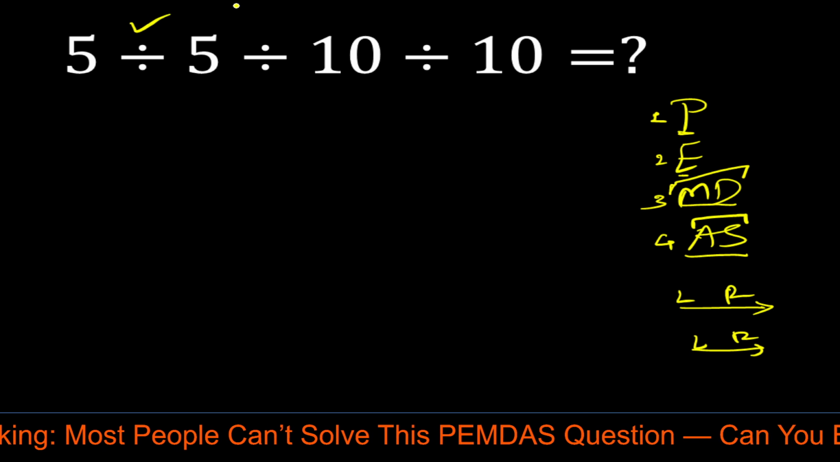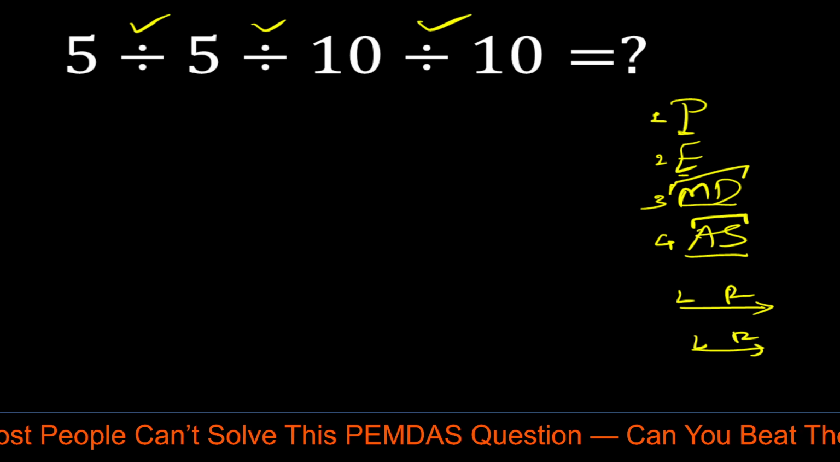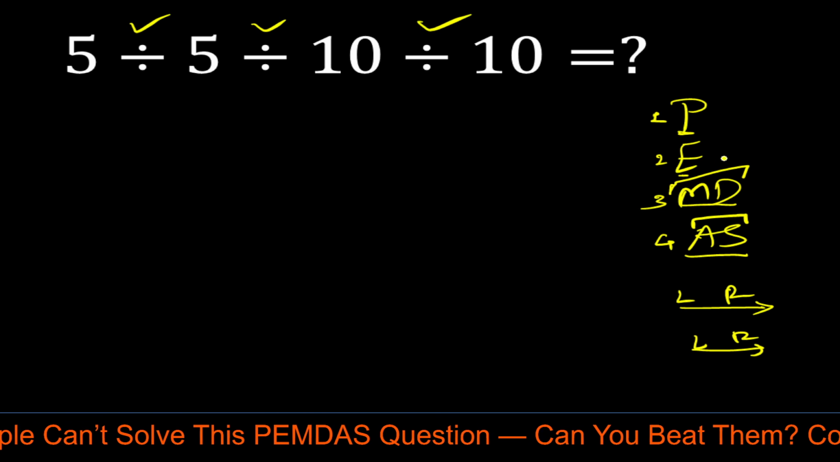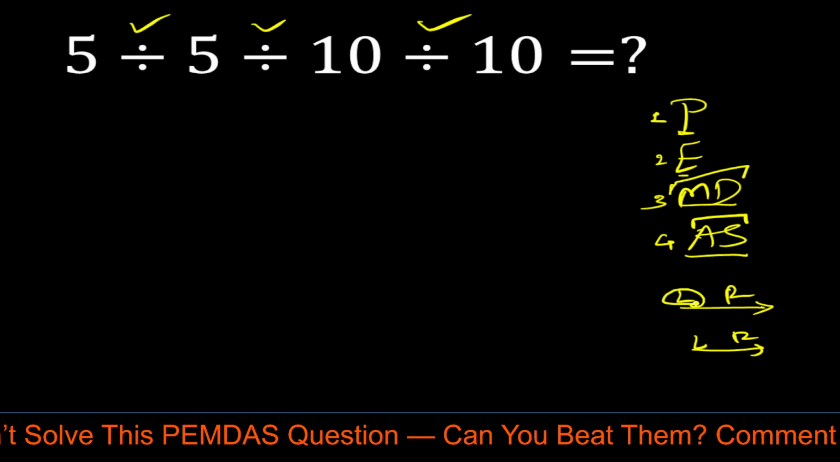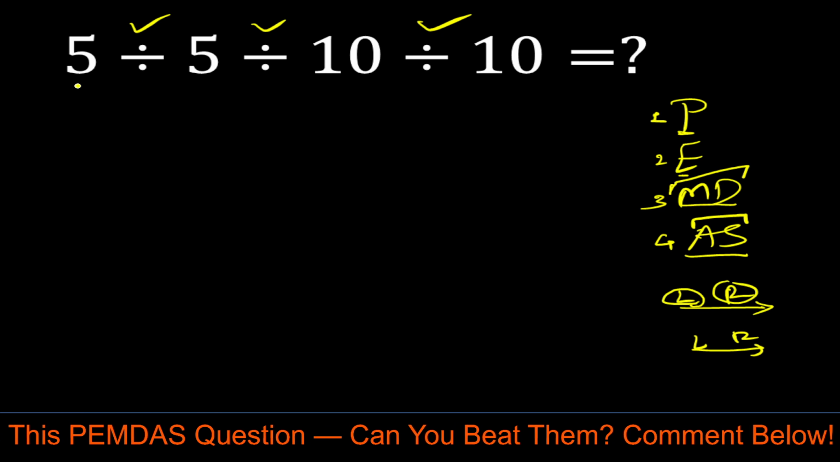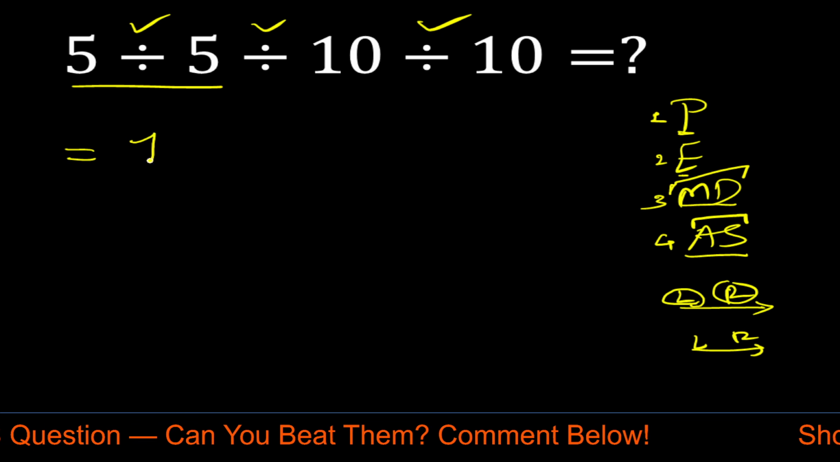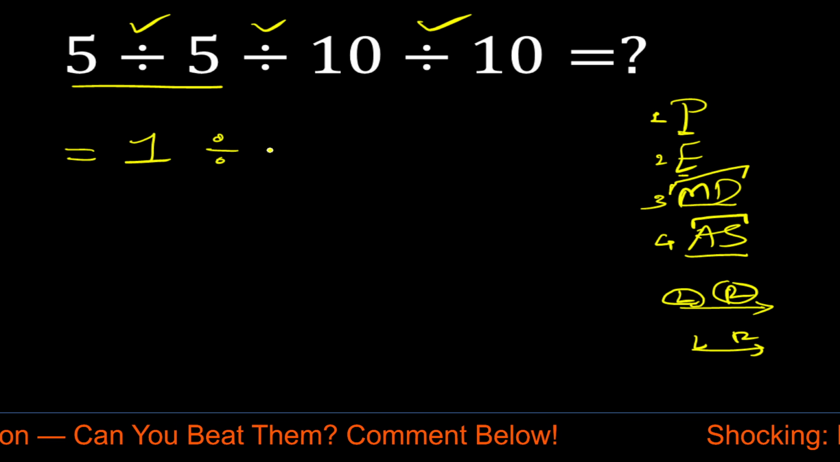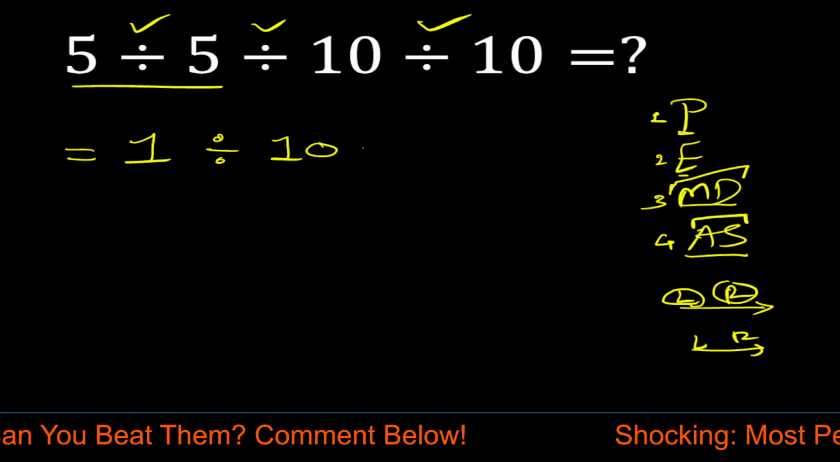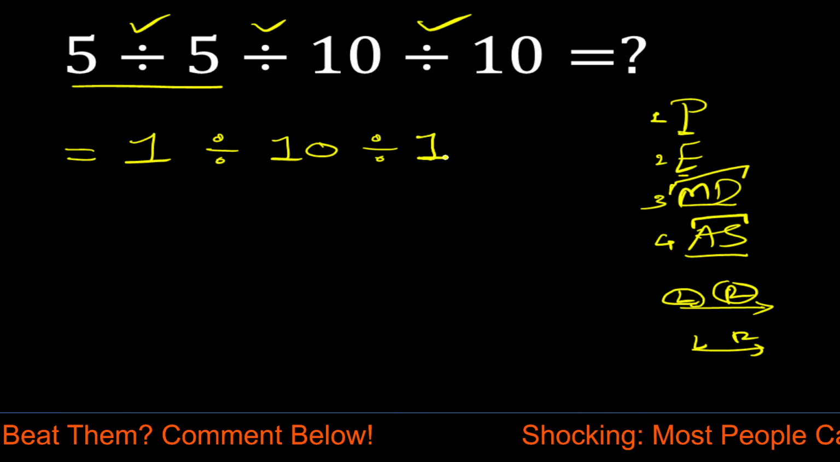So in this question, here we have division, and here division, and all have equal priority, so we have to solve it from left to right. So first we have to solve this division. So 5 divided by 5 is equal to 1 divided by 10 divided by 10, right?